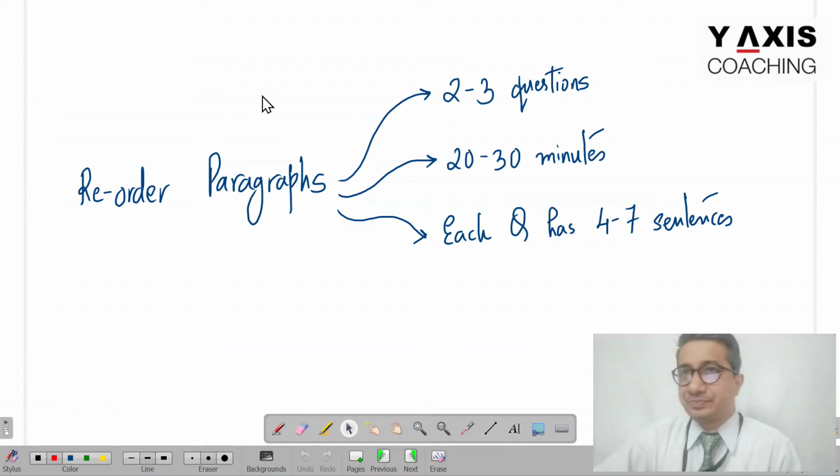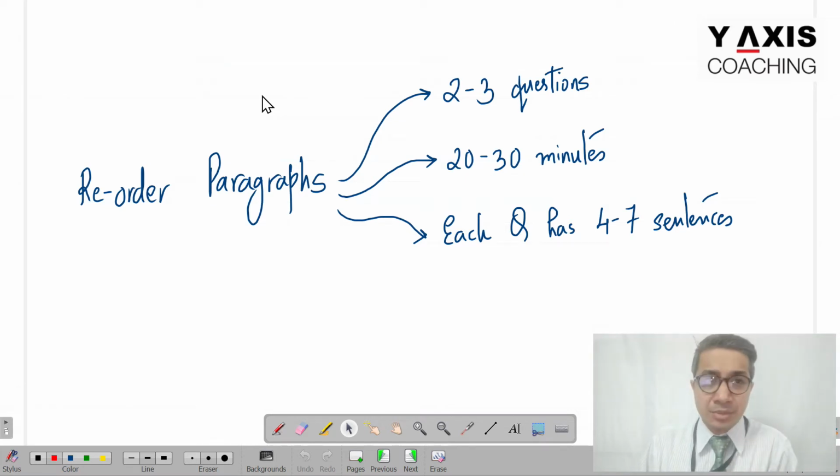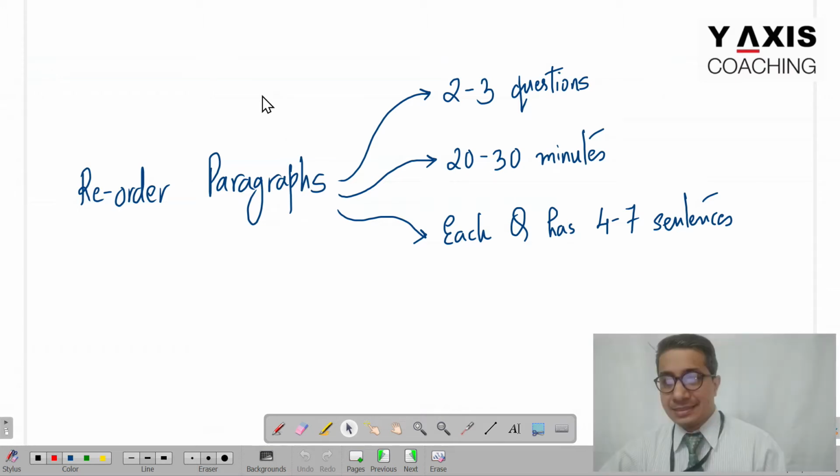First of all, in the real paper, you will only have 2 to 3 reorder passages or reorder questions. And if you have 2 questions, you have 20 minutes to solve both of those 2 questions. If you have 3, you have 30 minutes. So basically, on an average, you have to complete one parajumble in 10 minutes flat. That's what the idea is.